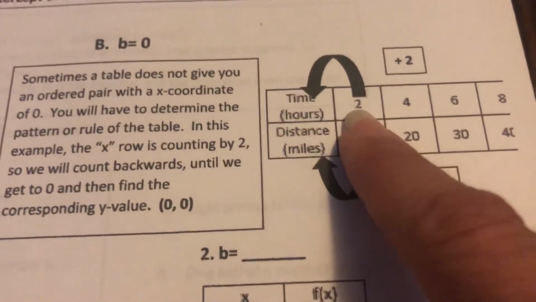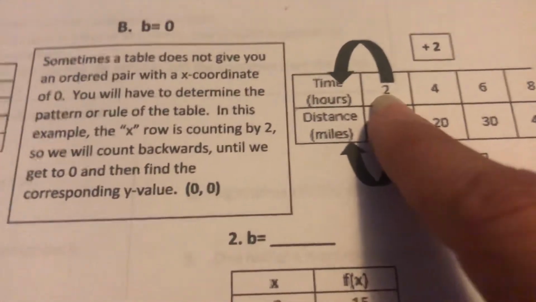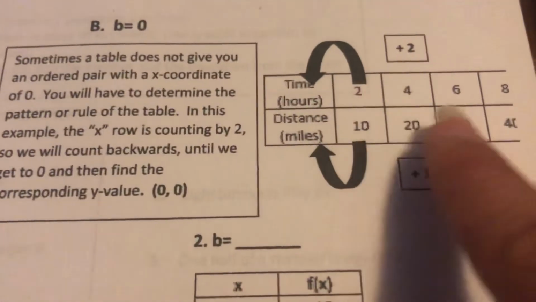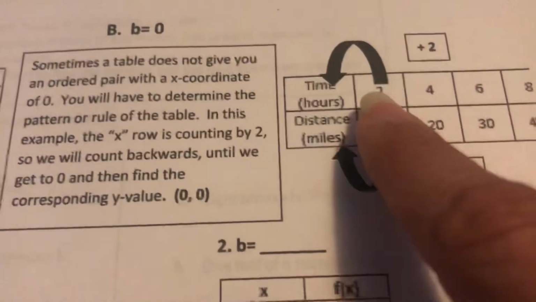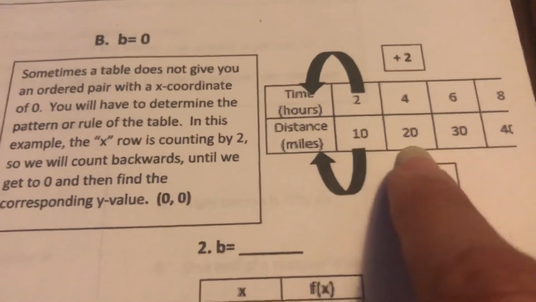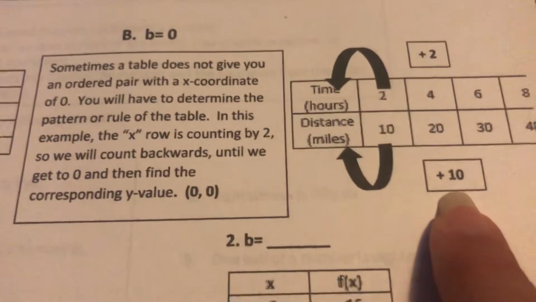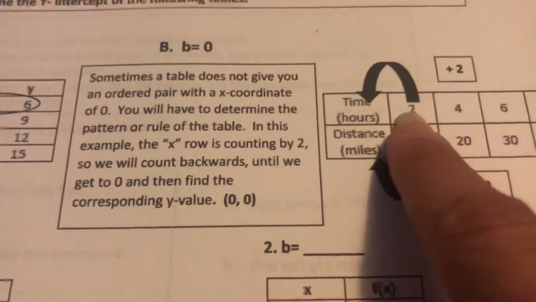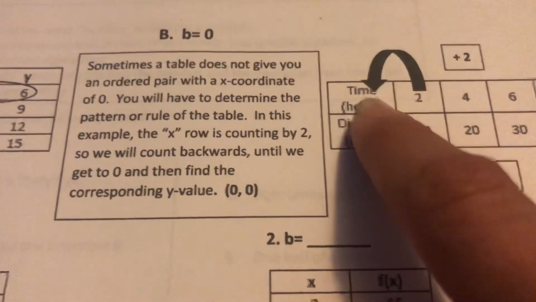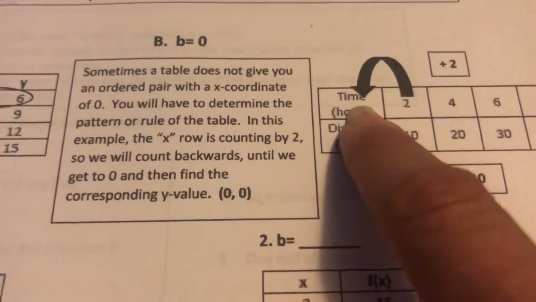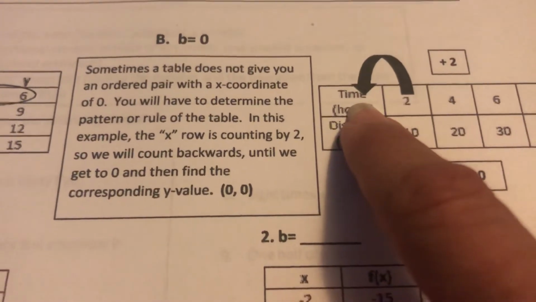As you can see here in the x row, we're counting by 2s. So we have 2, 4, 6, 8. And then down here in the y row, your y-coordinates are 10, 20, 30, 40. Therefore, they're counting by 10s. So what we have to do is count backwards to find what the ordered pair would be when I have an x-coordinate of 0.